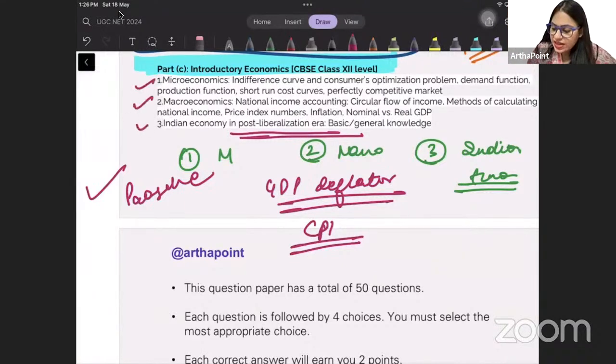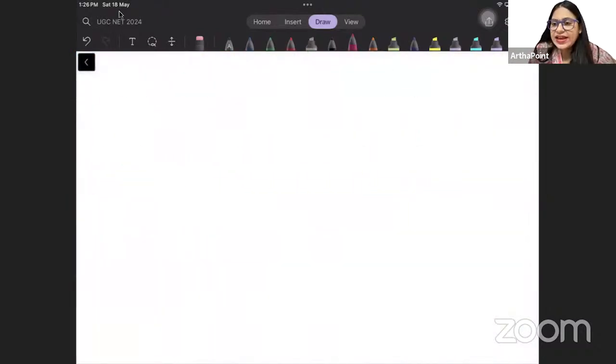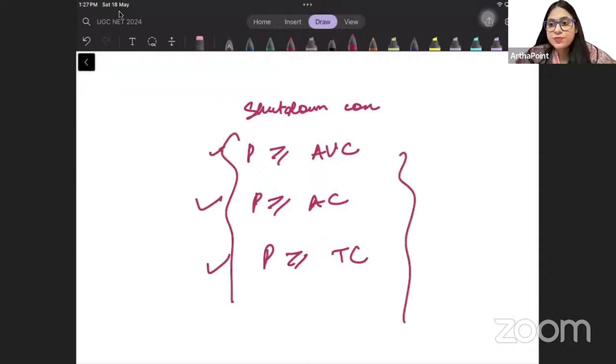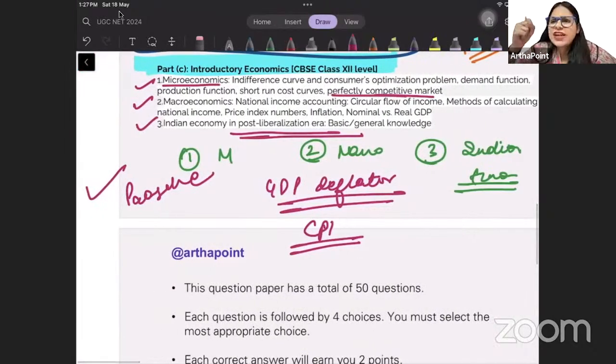Similarly, it clearly tells you that in microeconomics, perfect competitive market is enough. You don't have to focus on monopolistic or oligopoly in much detail. But in perfect competition, you should know everything. For example, if I ask which of the following is the shutdown condition of a firm, you should be able to tell me what the shutdown condition is. Is it P greater than or equal to AVC, P greater than or equal to AC, or P greater than or equal to TC? You need to be very thorough with whatever is written here. It should be known well.